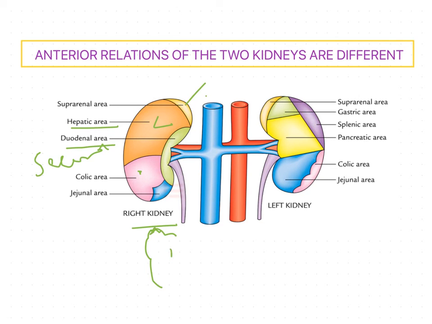That hepatic flexure continues as the transverse colon. So this part of the colon is related to the colic area, and this blue color is the jejunal area, which is related to the small intestine. Out of these, the hepatic and the intestinal surfaces are covered by peritoneum. The lateral border of the kidney is related to the right lobe of the liver and to the hepatic flexure of the colon. So these are the relations on the right side kidney.